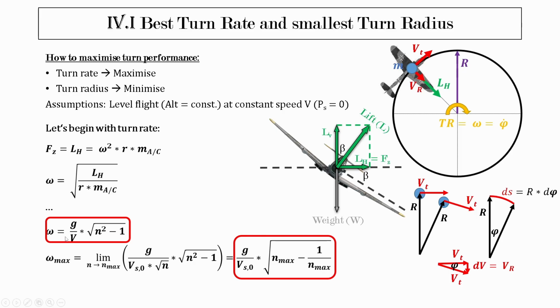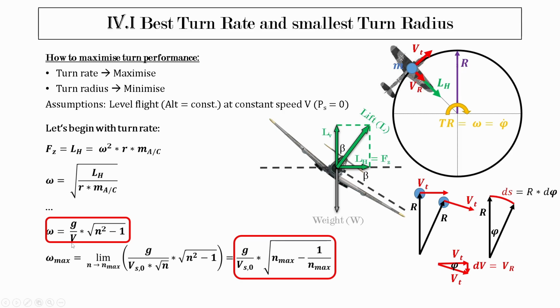Alright, so what do we do? How do we maximize this? Well, there are two quantities we can adjust. This is one, our load factor, and secondly, our speed.